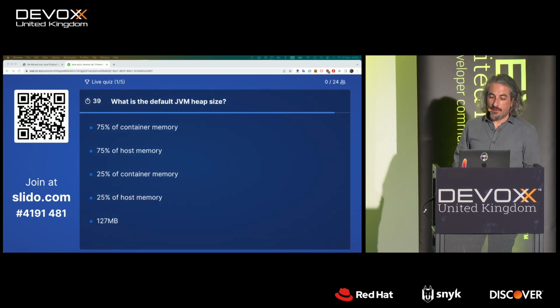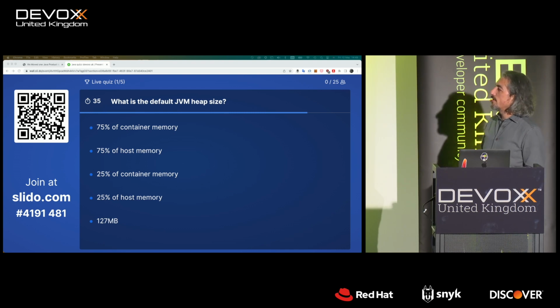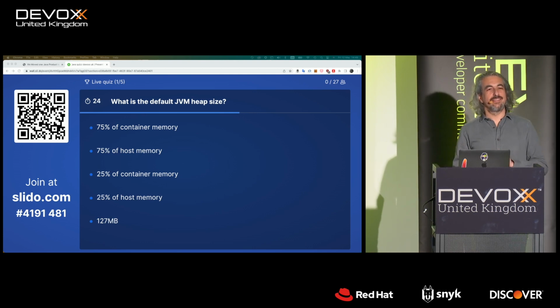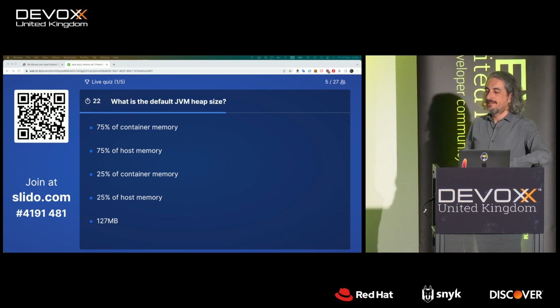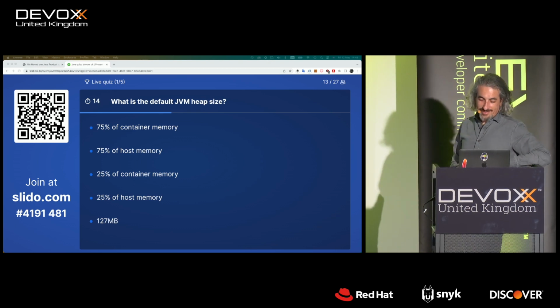So what is the default JVM heap size? 75% of the container memory, 75% of the host memory, 25% of the container memory, 25% of the host memory, or 127 megabytes. And 127 megabytes is a very specific number. Okay. Wow.